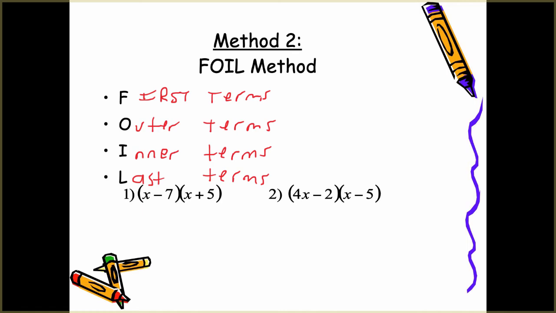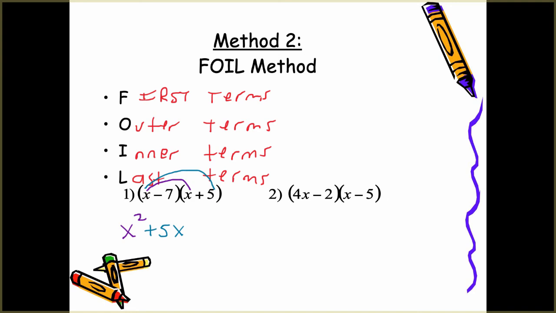I'm going to use different colors here so you can see. So the first thing it says is multiply the first terms together. We take x times x. X times x is x squared. Then we take the outer terms, and the outers are the x and the 5. X times 5, which is 5x.